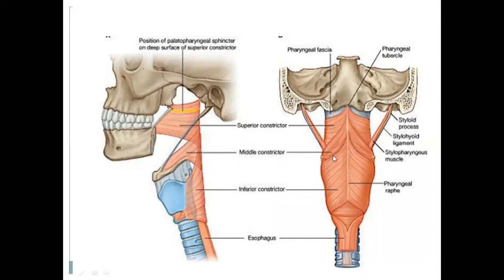And this is the inferior constrictor. The inferior constrictor has two parts: this is the thyropharyngeus, and this is the cricopharyngeus. The thyropharyngeus arises from the oblique line of the thyroid cartilage and attaches over the pharyngeal raphe in between. Cricopharyngeus arises from the cricoid cartilage lamina, and it forms a circular ring over the esophagus. It acts as the upper esophageal sphincter, and this is called cricopharyngeus.